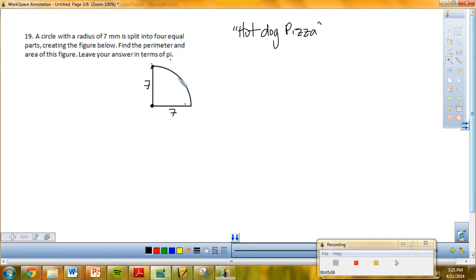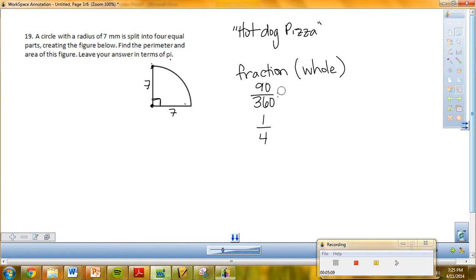Right? If I want to find just the length of this crust, I need to find what fraction of the whole circle. So the fraction can be found by taking my piece out of 360. So if I have a quarter of 360 degrees, I have 90 degrees, which is 1/4 of the pizza. How do I find the whole length of the pizza? I want to use 2 pi r. So this is my generic formula.